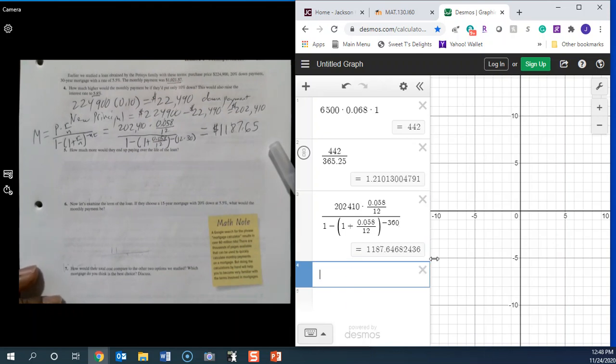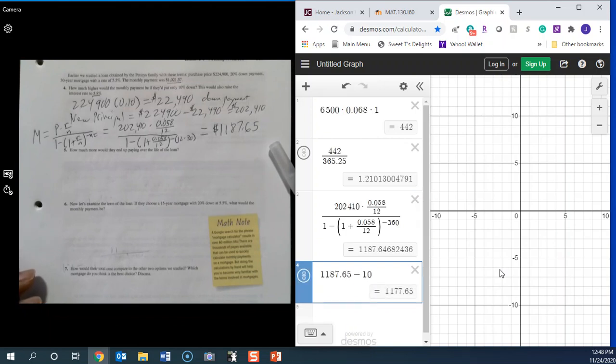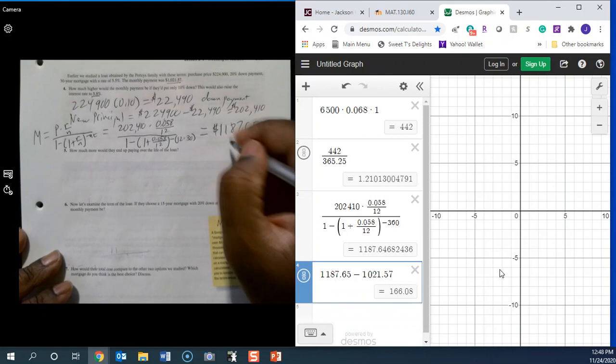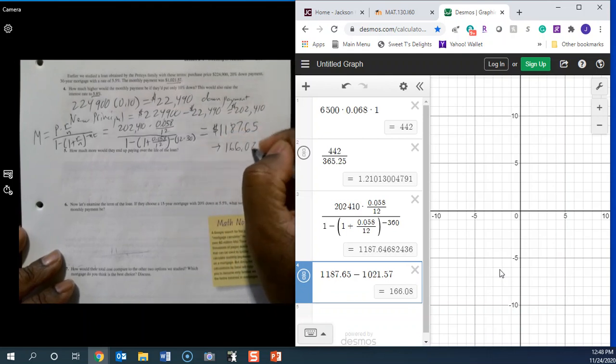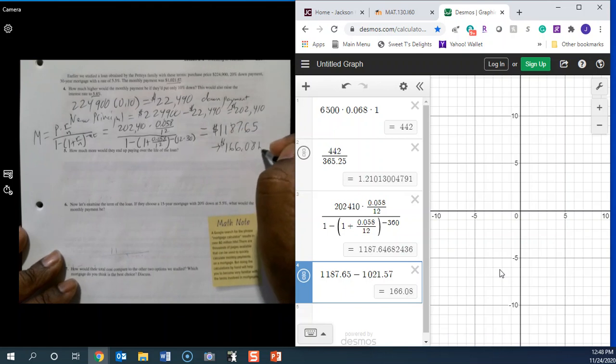The payment was $1,021.57. So we would take this calculator and take 1187.65 minus the 1,021.57, and that would give us, this would be $166.08 higher.